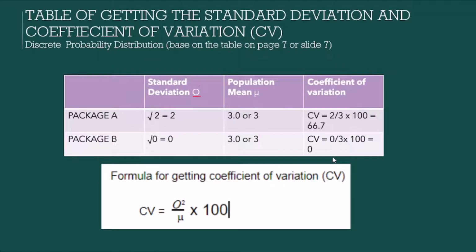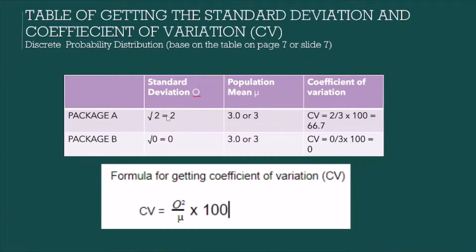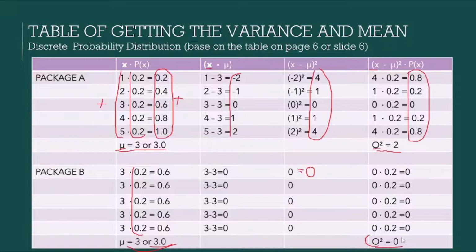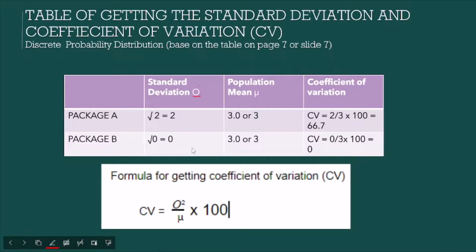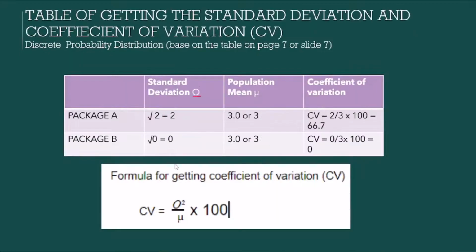Now, here we're just going to square root. Our variance in package A is 2. We're going to square root 2. And in package B, our variance is 0. Square root of 0 is 0. And we're going to get our population mean. Our population mean for package A is 3. Same goes for package B, it's also 3. So we're going to put it here.